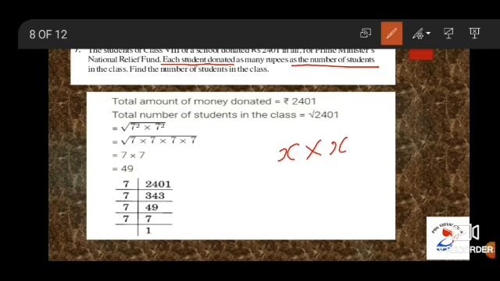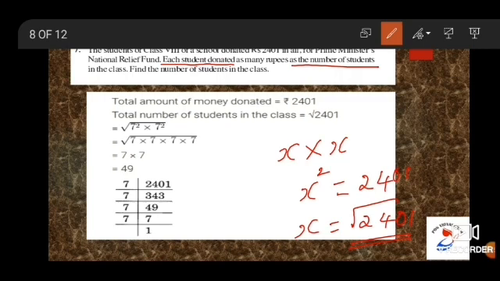So the result will be x into x, that is x square. So x square will be 2401. We have to find the value of x. So we will take square root on both the sides. So the value of x will be square root of 2401. We can find out the square root of 2401 by even long division or prime factorization.